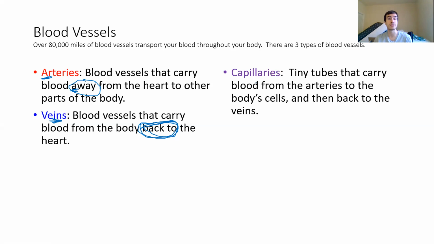Capillaries are where the arteries and the veins meet. These are extremely teeny, tiny tubes that crisscross over the cells of our body and take the blood from the arteries to the body cells and then return that blood into the veins. So arteries are going away from the heart, veins are going into the heart, and capillaries are these tiny tubes where the veins and the arteries meet up with each other and exchange that oxygen and nutrients and waste.